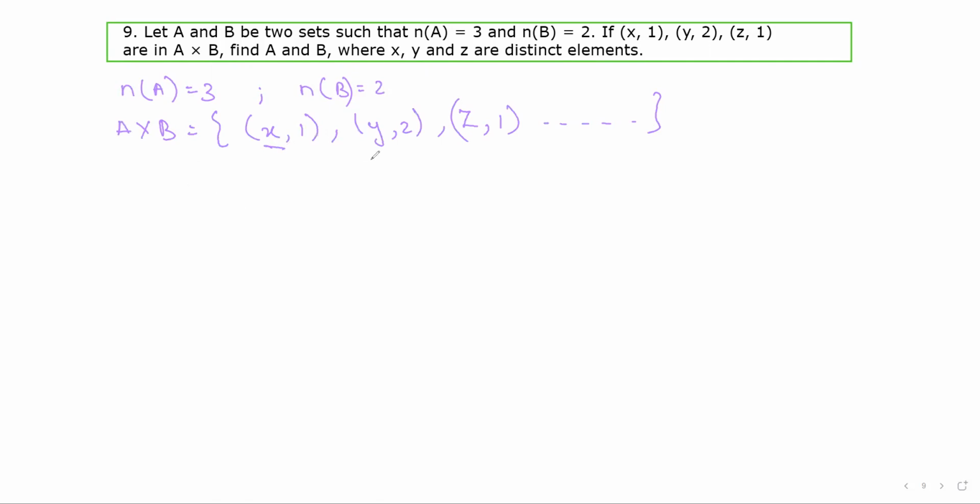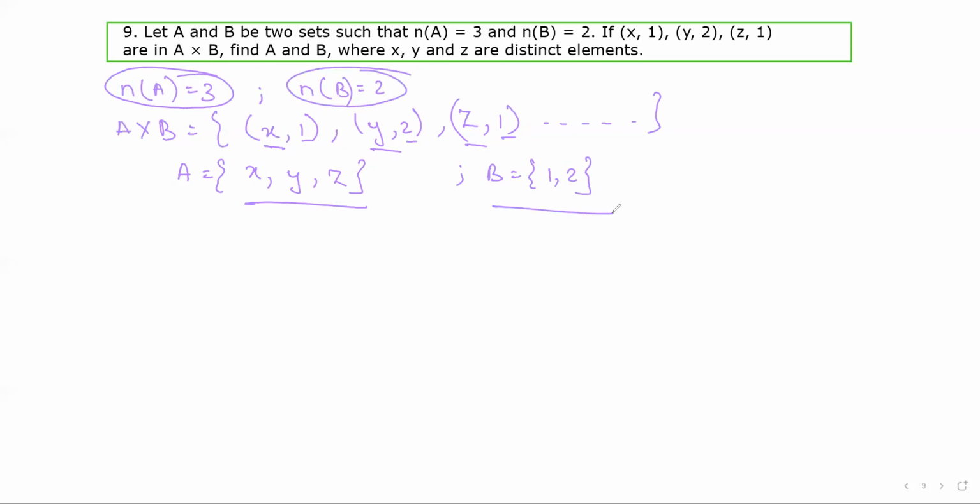We know that the first element should belong to A. So your A set should have at least the values x, y, and z. And what about your B? The second value should be in B. So B is equal to {1, 2}. Now the number of elements of A is 3, which is satisfied here, and the number of elements in B is 2, which is also satisfied. So these are your final values of sets A and B, which is required. Find A and B.